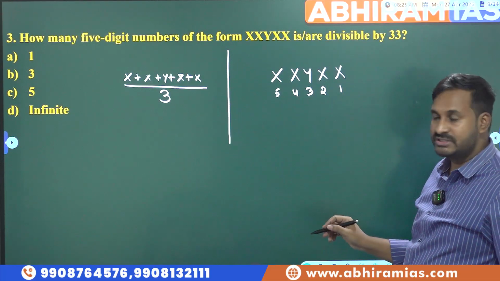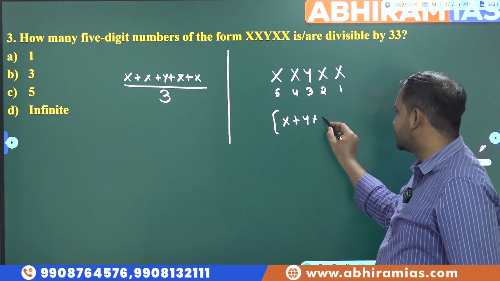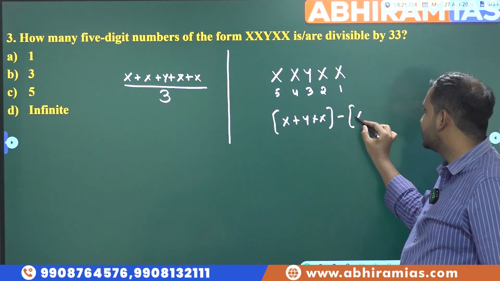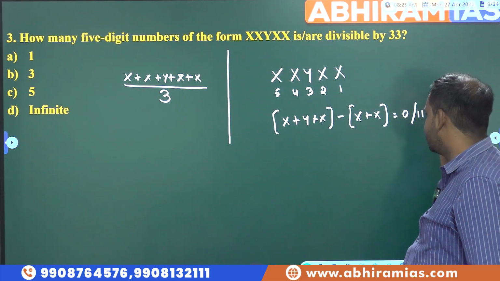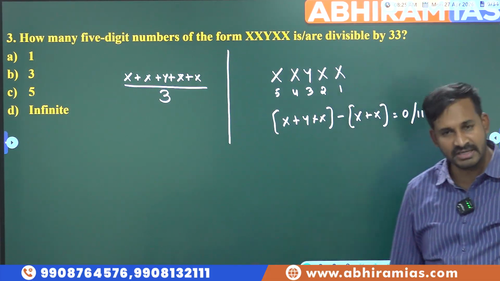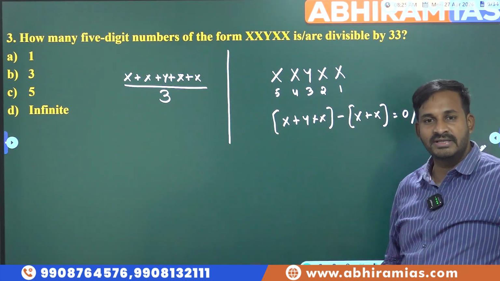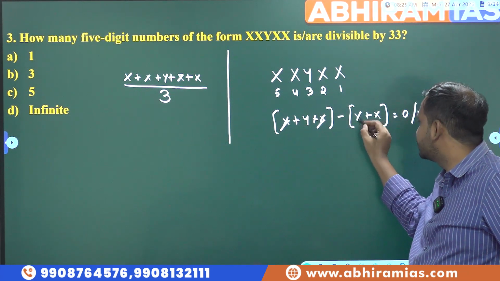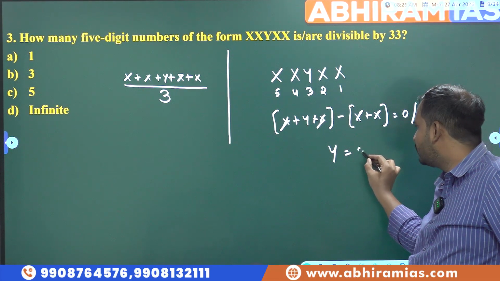Right, what are the odd positions, students? x plus y plus x minus what are the even positions? x plus x. This should be equal to 0 or 11. సరే, మీ ఆనందం కోసం 11 కూడా పెడతాను for timing, మీకు అర్థం అవుతుంది ఎందుకో. So now 2x plus y minus 2x ఏం అవుతుంది? y అవుతుందా? Here x and this x will get cancelled. Okay, I will be left with y. y is equal to 0 or 11.